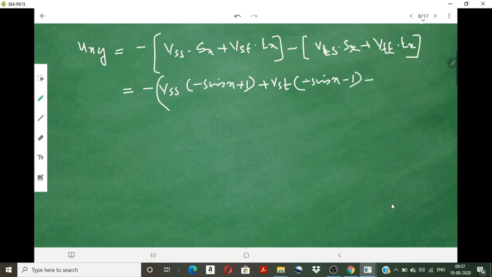Now minus, again taking all the minus outside. So Vst and Vts are same. So this will be plus Sx. Sx is what? Minus sin x plus 1. Vst into this, plus, now the remaining term is Vtt into Tx. What is Tx? Minus sin x minus 1.